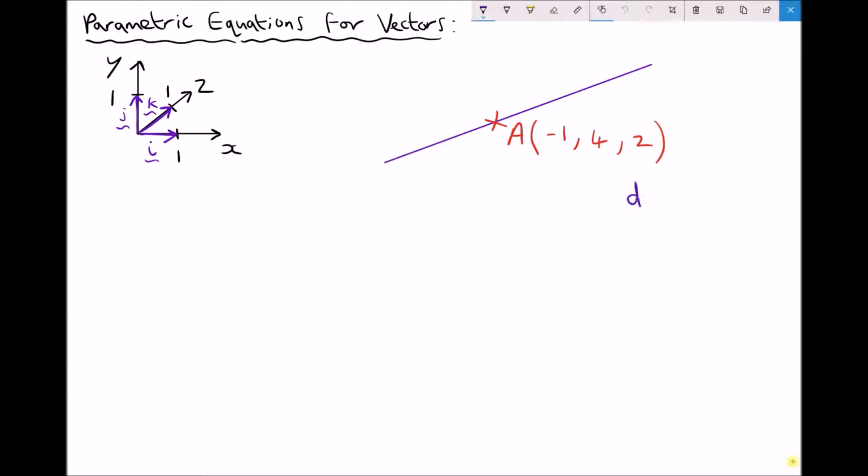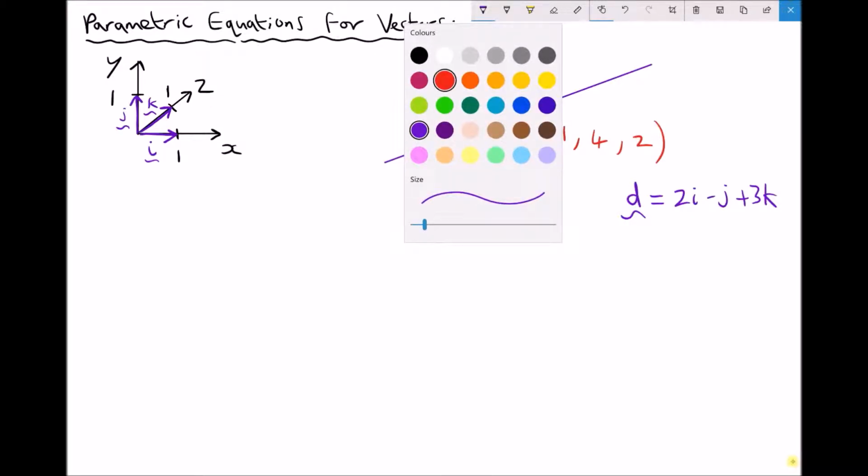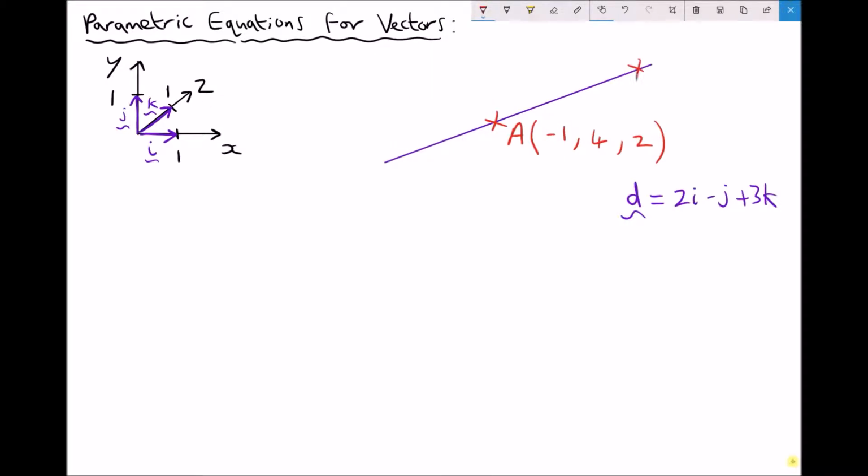And so our direction vector in this case, we're going to define in the following way. We're going to say that it's 2i minus j plus 3k. So now we have a point on the line, and we also have the direction of our line. What we're going to do next is find the coordinates of another point that sits on the line, and this point we're going to call point B. The only thing that we know about point B is that its x component is 3. So we don't yet know its y component, and we don't yet know its z component. We're going to need to find those.